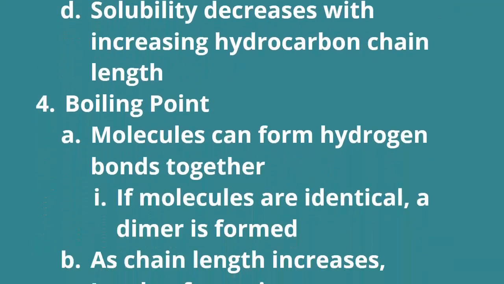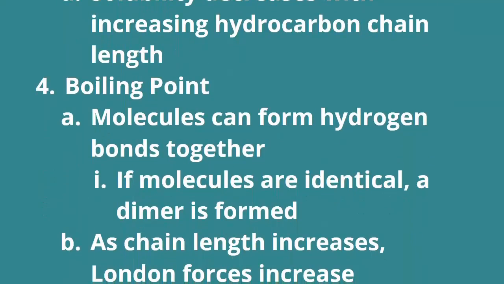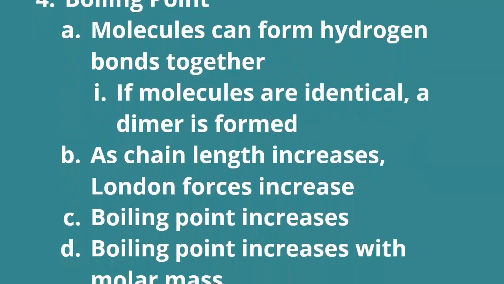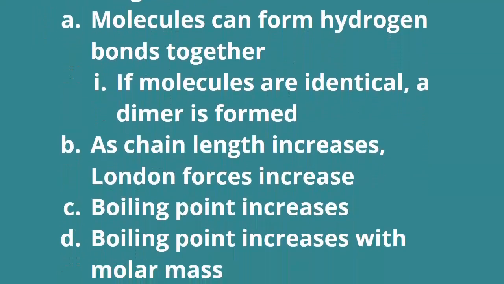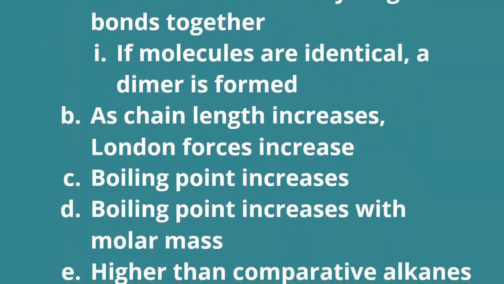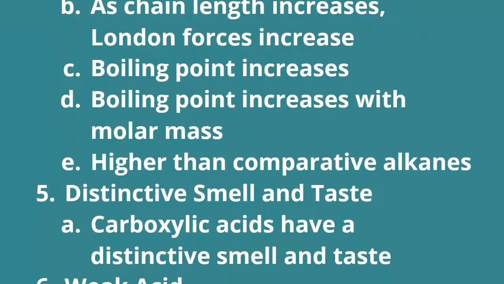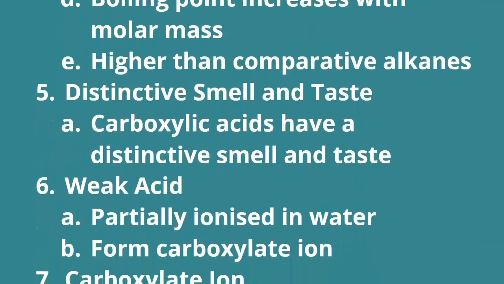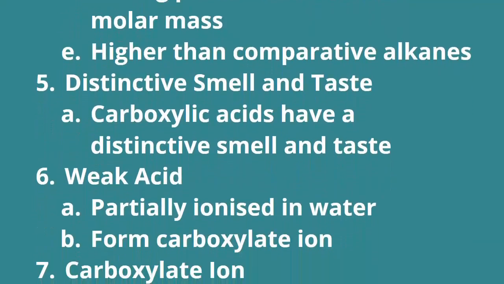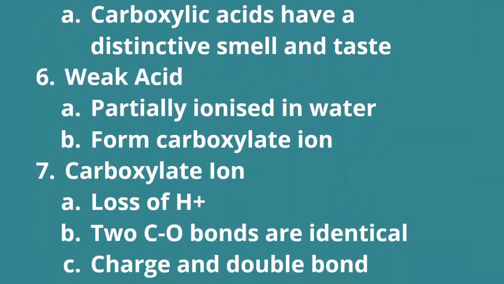The boiling point of our carboxylic acids: the molecules can form hydrogen bonds together, and if the molecules are identical, a dimer is formed. As the chain length increases, we see an increase in the London forces. This allows for an increase in boiling point, and boiling point will increase with molar mass. In general, we see a higher boiling point than comparative alkanes. Our carboxylic acids have a distinctive smell and taste. It's very distinctive.